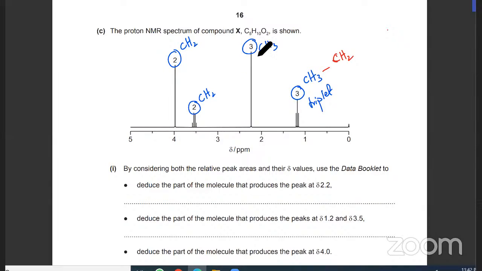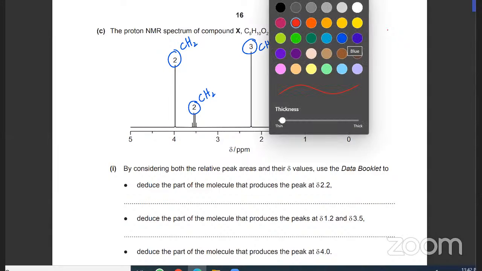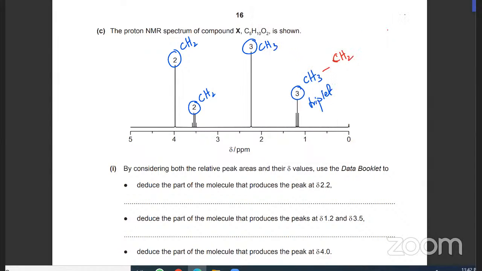This one is a singlet. So what does a singlet mean? Who's next door? Do you have any protons next door? No. Okay, so that means no hydrogen protons in its neighborhood.